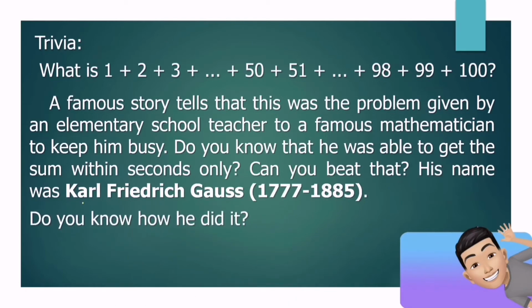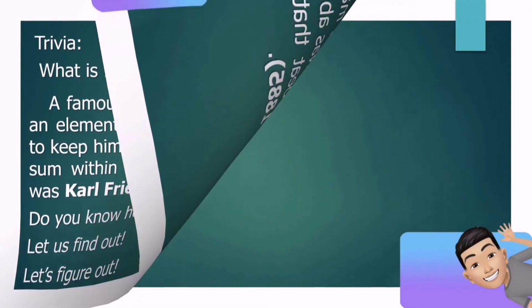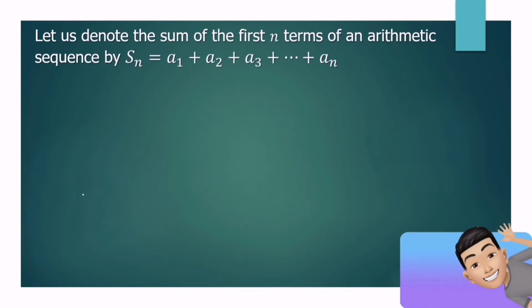Gusto nyo bang malaman kung paano niya nagawa yun? Do you know how he did it? Or do you want to know? Let's find out. Ito yung process ng pagkuha natin. Siyempre, hindi ito ipinakita ni Carl. Kumbaga, meron siya sa mind niya na buong formula out dun sa relationship. Since 1 up to 100 is an example of an arithmetic sequence with a common difference of 1, we can apply yung ma-generate nating formula dito to all arithmetic sequences.